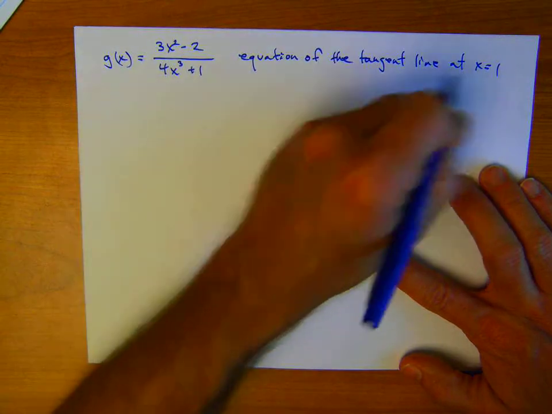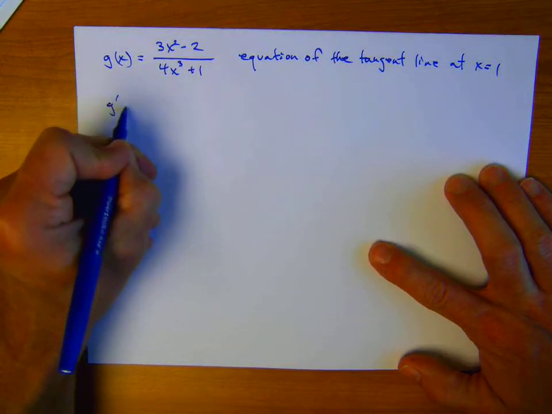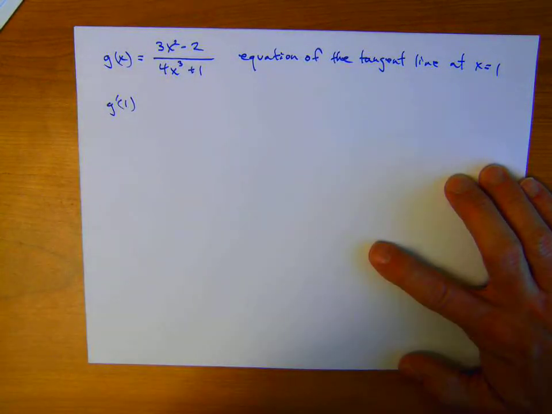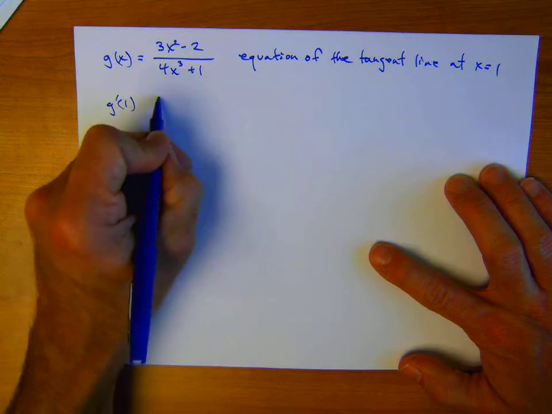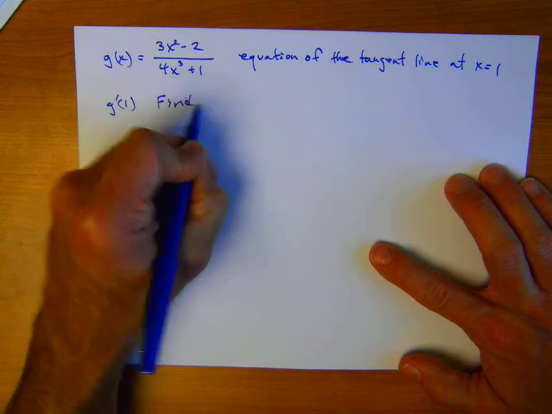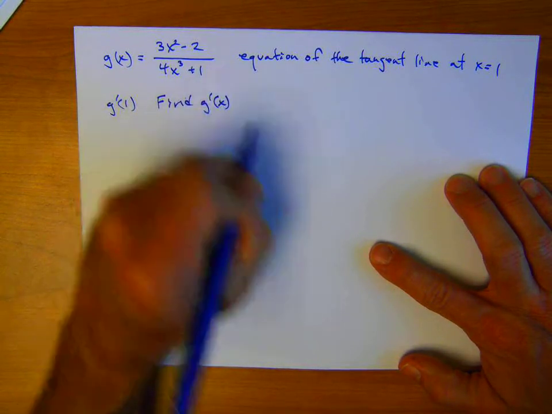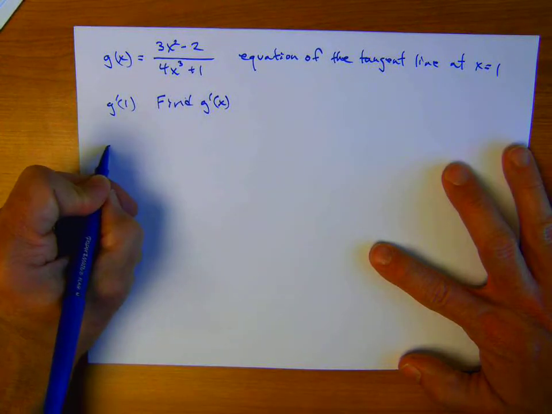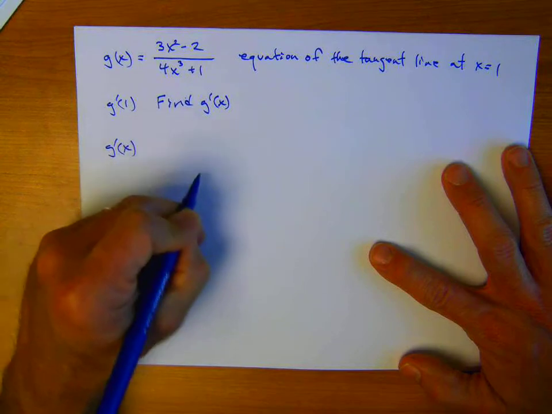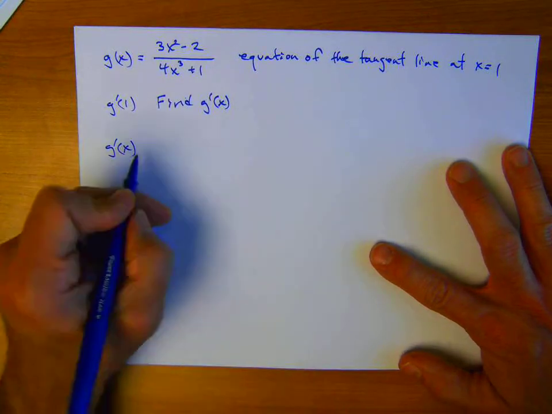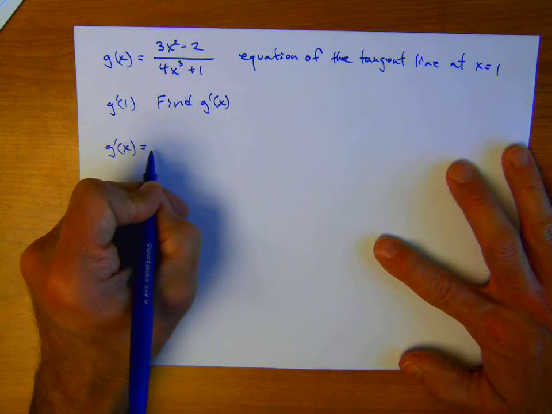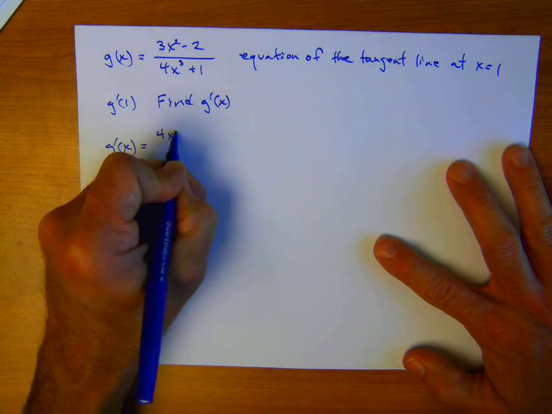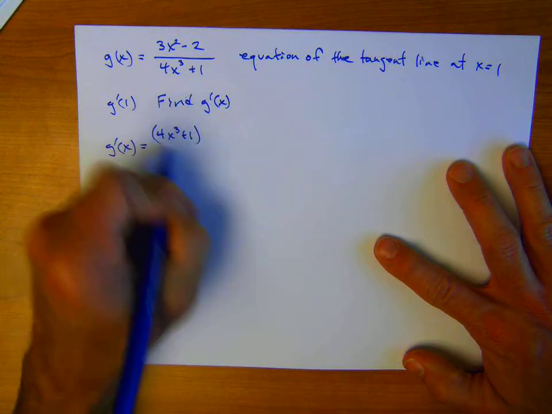So first I need the slope of the tangent line, right? And the slope of the tangent line at x equals 1 is g prime of 1. So what we'd like to do is find g prime of x and then just substitute 1. All right? So let's look at how we would do that. G prime of x, again, this is a fairly straightforward application of the quotient rule. So I'm going to take the denominator times the derivative of the numerator.